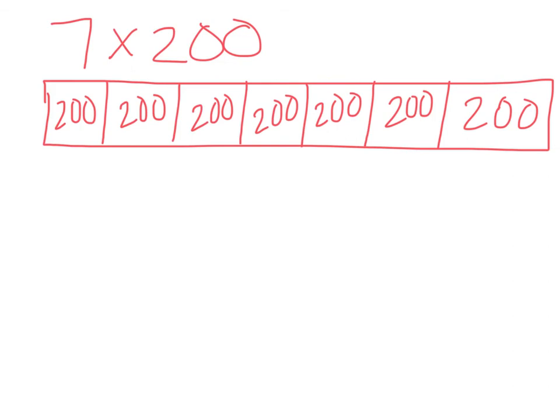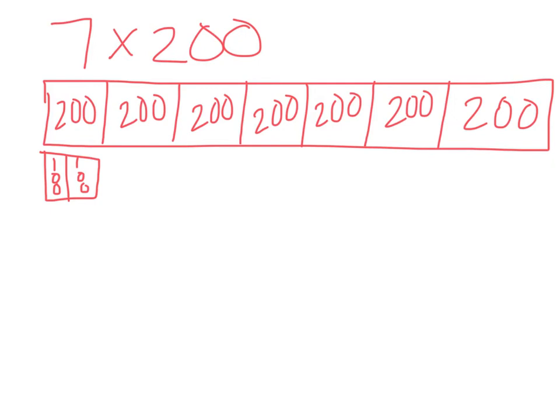Now that we understand this rule, we can use this idea to multiply by multiples of 100 and 1,000 quite easily, just as we did with multiples of 10. Let's say we want to multiply 7 times 200. We know that this problem really means 7 equal sets of 200. However, we also know that we can divide each of those 200s into 2 100s. Just as we divided each 20 into 2 10s in earlier problems.